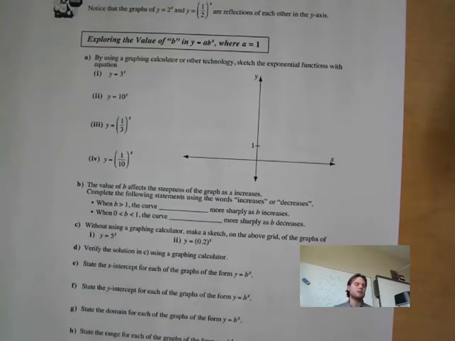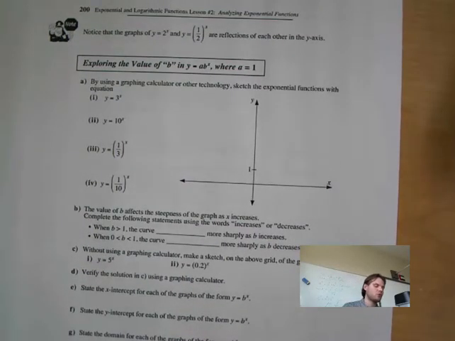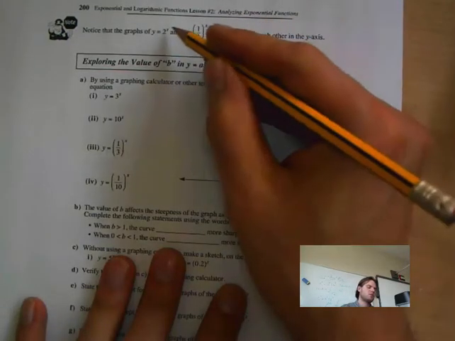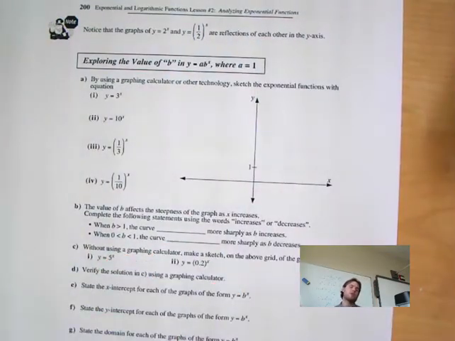So here it says, notice that the graphs of 1 over 2 to the power of x and 2 to the power of x are reflections of each other. Why is that? Do you notice what these are? Those are reciprocals. They're reflections. And there's nothing in front.